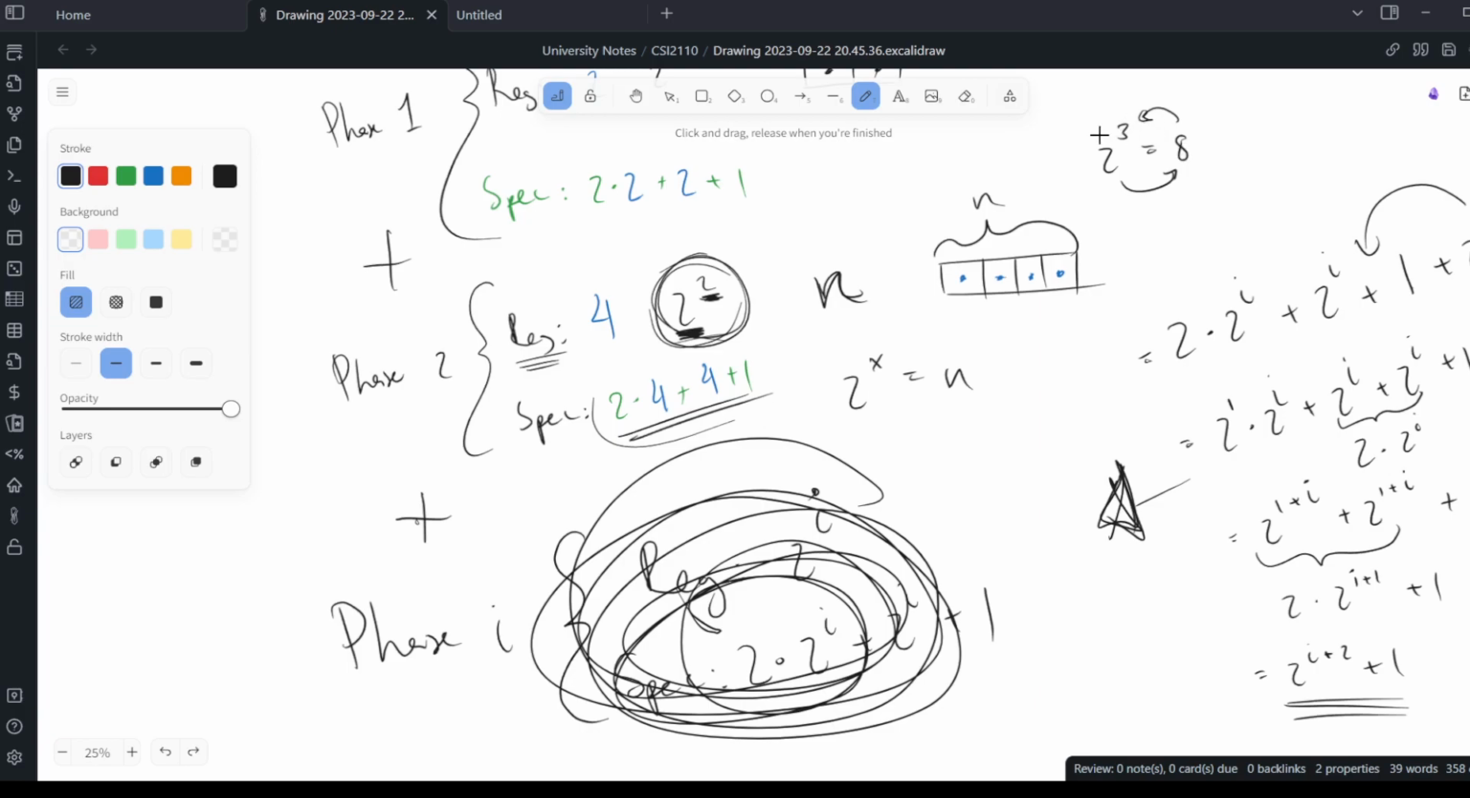Because the log is there to help you find what exponent allows you to find the result you want for a given base. And so here, what we want to know is x, what phase number we need to reach for n to be the size of our array. Okay?